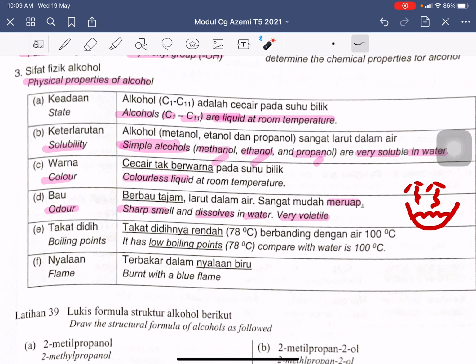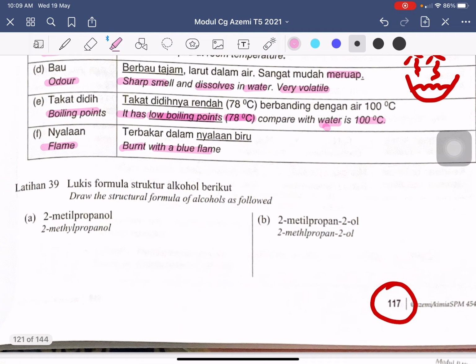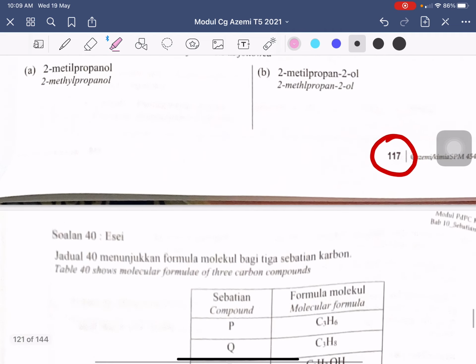Next, boiling point. It has a low boiling point, 78 only, compared to water, 100 degrees Celsius. The boiling point for alcohol is 78 degrees Celsius. Flame: it burns with a blue flame. So those are the physical characteristics of alcohol.